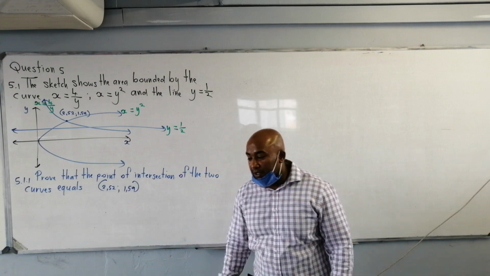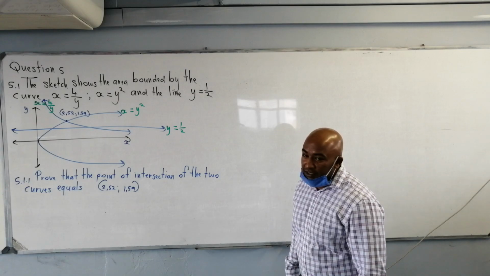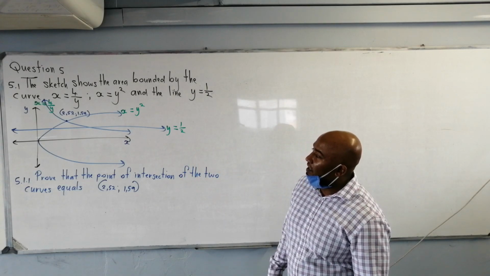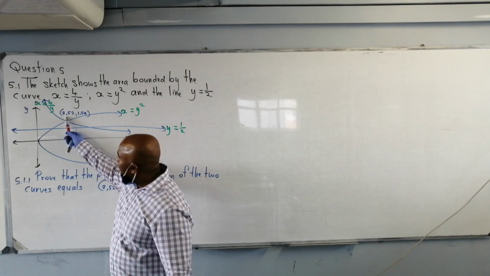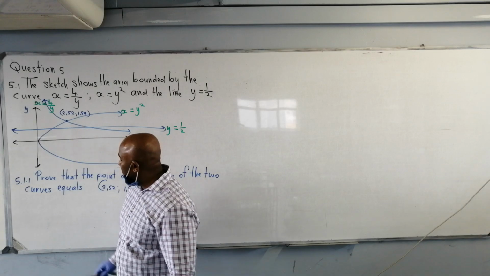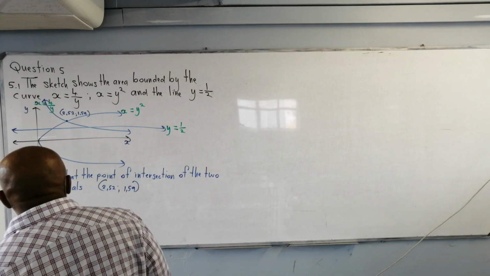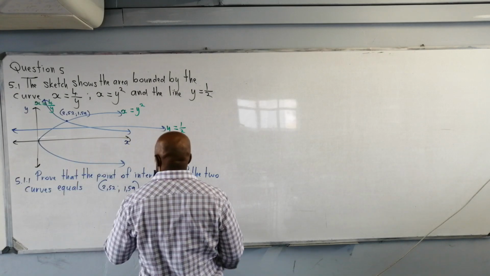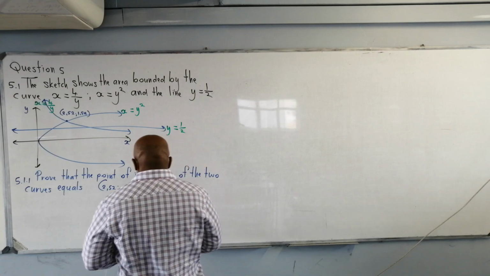So this is the question paper, this is how it is given to us. So we've got 3 different graphs. They're intersecting. We're given a point of intersection here: 2.52, 1.59. That's the x, that's the y value. And 5.1.1 for how many marks? Prove that the point of intersection of the 2 curves is equal to that, which is 3 marks.